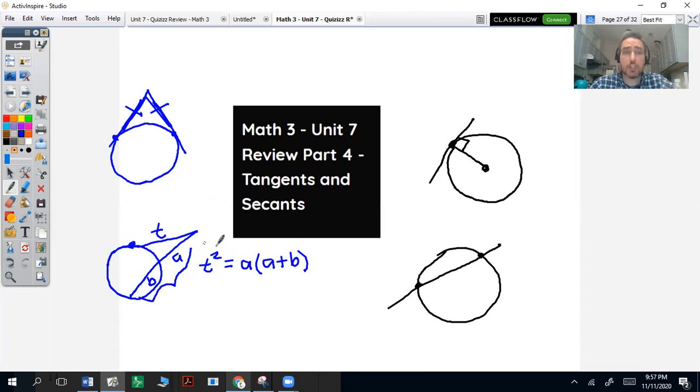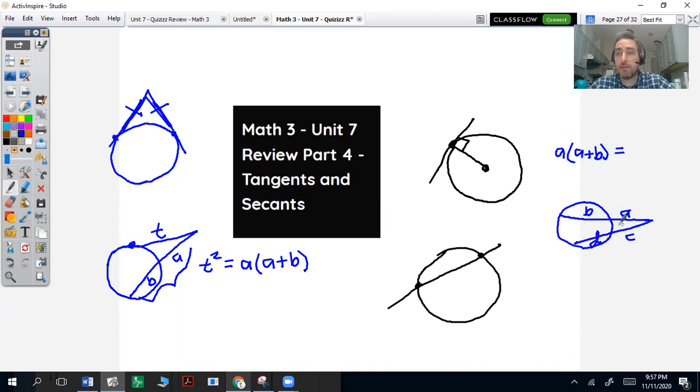Then a third relationship is if you have two secants meeting at a point outside. Let me just put some letters here, A, B, C, and D. Then the outsides of the secant, so like A multiplied by the total secant, so A plus B, is going to be equal to the same relationship on the other one. So it's going to be C times C plus D.